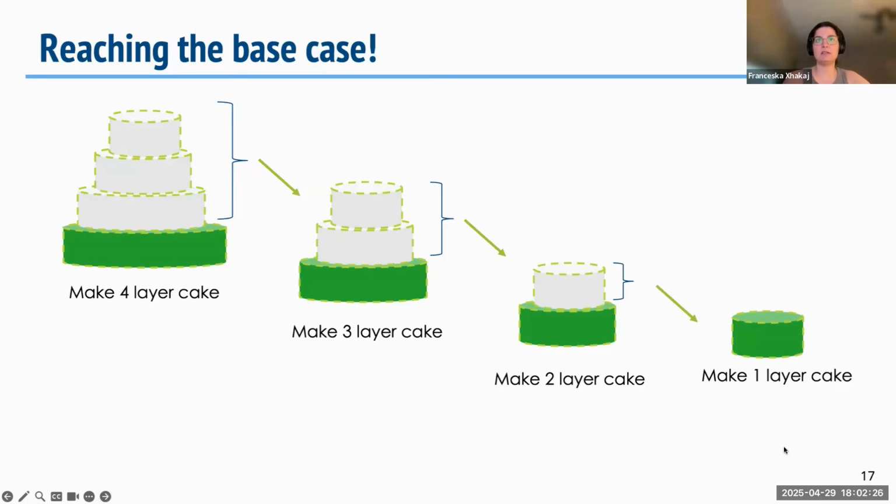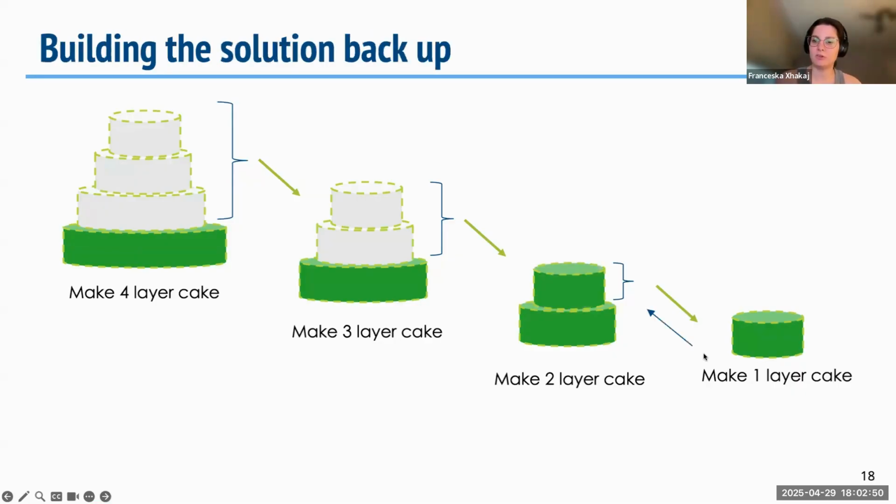Once we hit this particular making 1 layer of cake, I don't need to make the problem smaller, and I can't really make it smaller. I can break 1 layer of cake into half layers, right? It doesn't really make sense. So that we will call the base case. That is how we know we stop. When we reach a problem that we can solve immediately without having to make it smaller and without having to delegate, that's our base case.